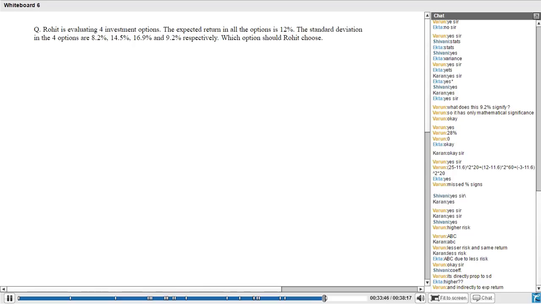Okay, Rohit is evaluating 4 investment options. The expected return in all the options is 12%. The standard deviation in the options are 8.2%, 14.5%, 16.9% and 9.2% respectively. Which option should Rohit choose? First, second, third or fourth, and why?